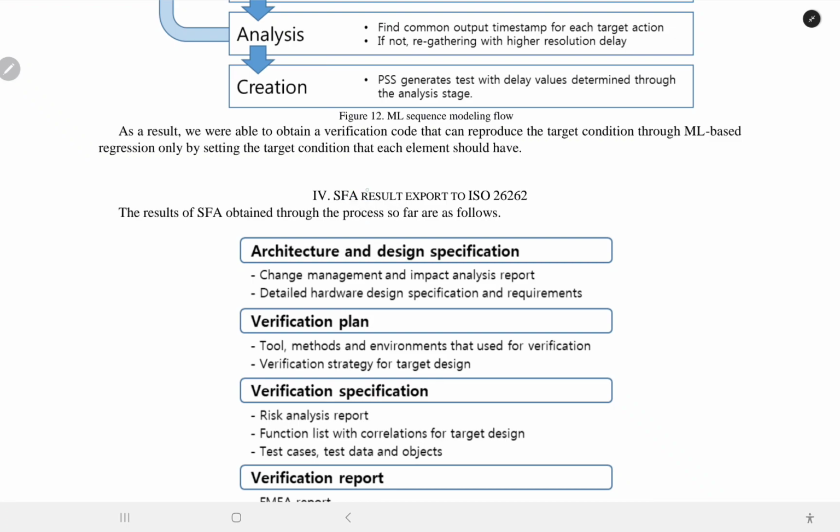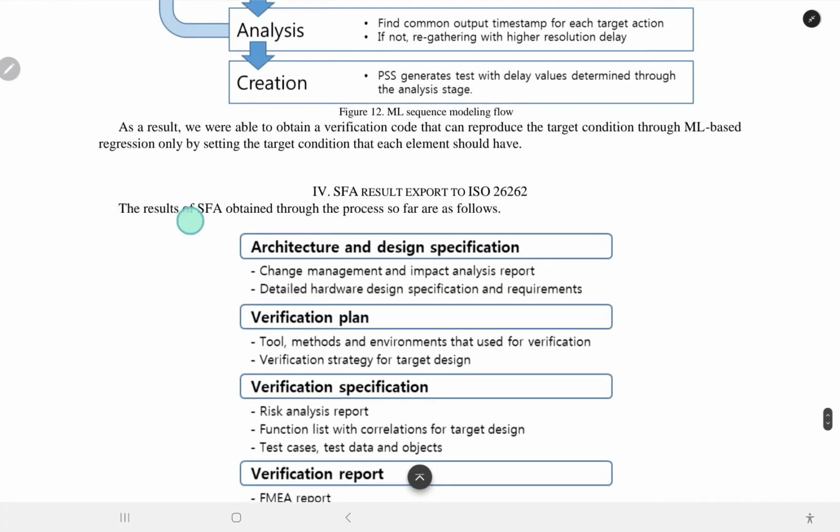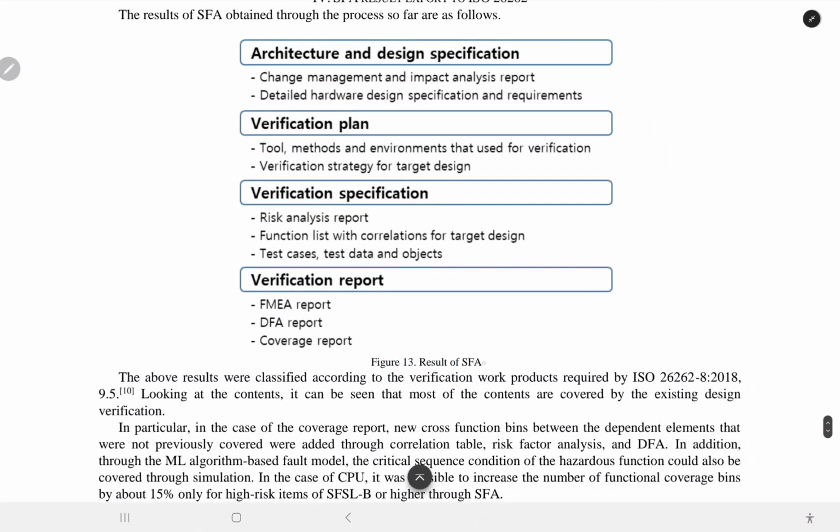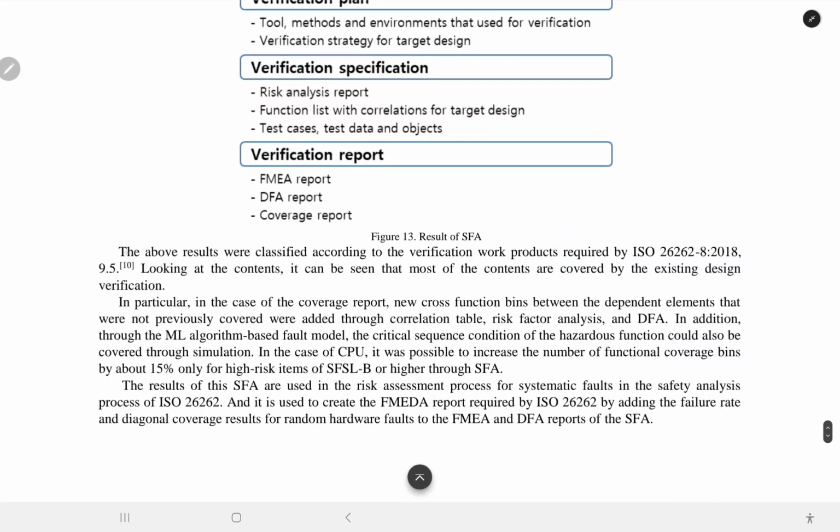SFA result export to ISO 26262. The results of the SFA obtained through the process so far are as follows. Figure 13 is the result of SFA. The above results were classified according to the verification work products required by ISO 26262-A 2018 9.5.